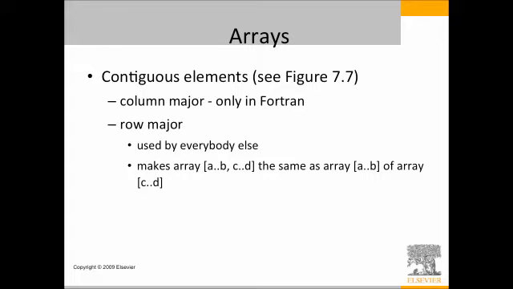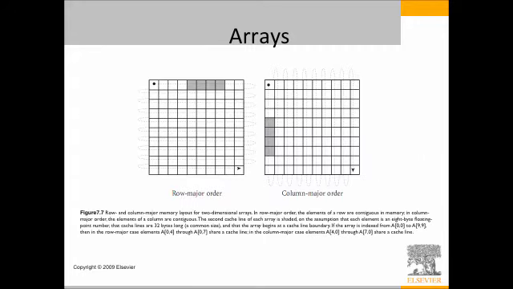So the next thing you need to be aware of is that arrays can be allocated in either column major or row major order. Row major is by far the most common. Only Fortran really organizes things in column major. So if you're wondering what that means, row major means that if let's say I have an array, and let's say that it is, in this case, 10 by 10, then the first row is laid out contiguously.